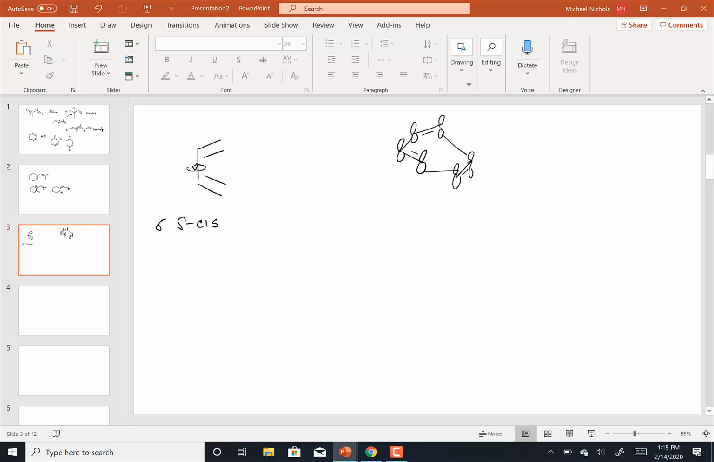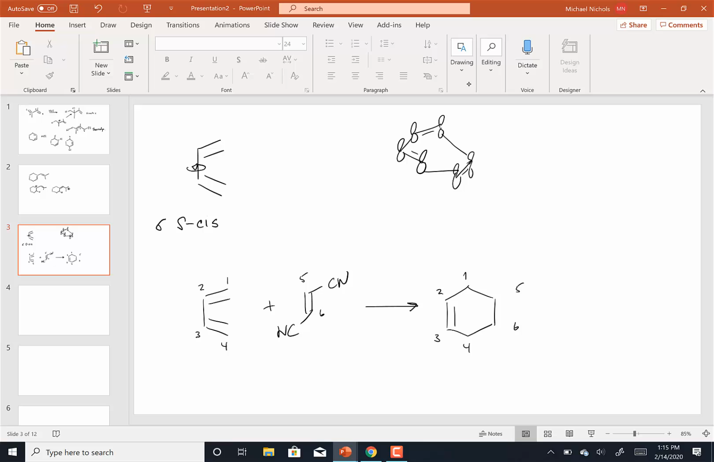Then as far as the stereochemistry of the alkene goes, if you have a trans alkene or a cis alkene, the stereochemistry in the alkene is preserved in the final product. So I'm going to end up with a 6-membered ring with the double bond between carbons 2 and 3. And let me move the 5 and 6 inside.